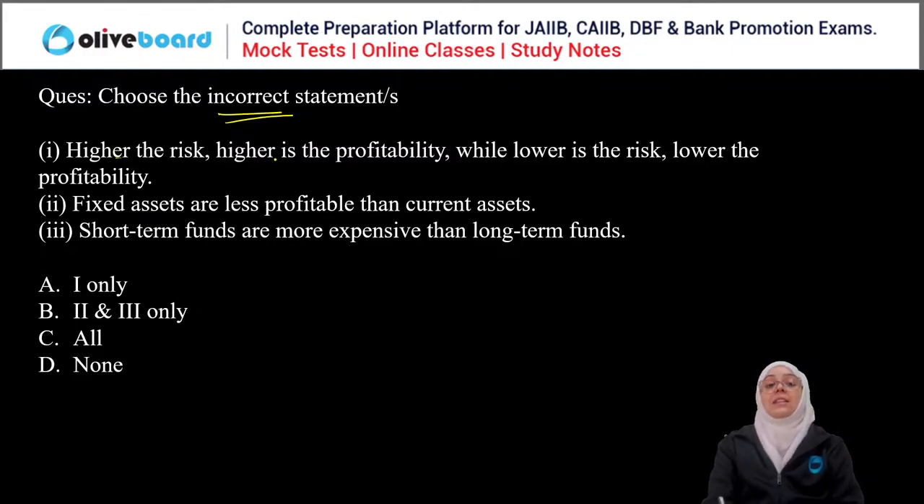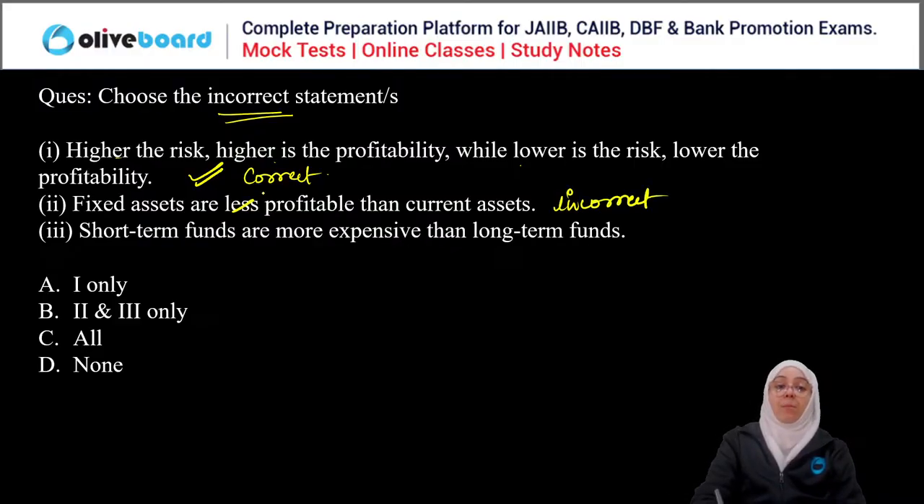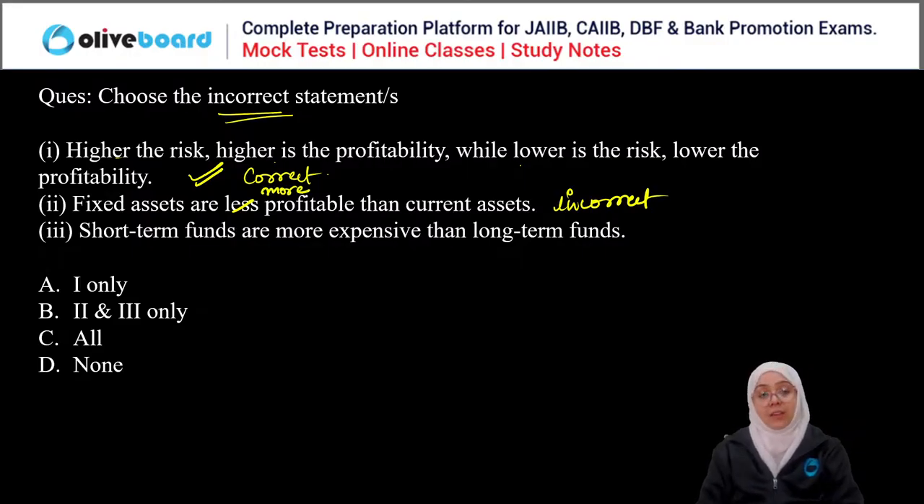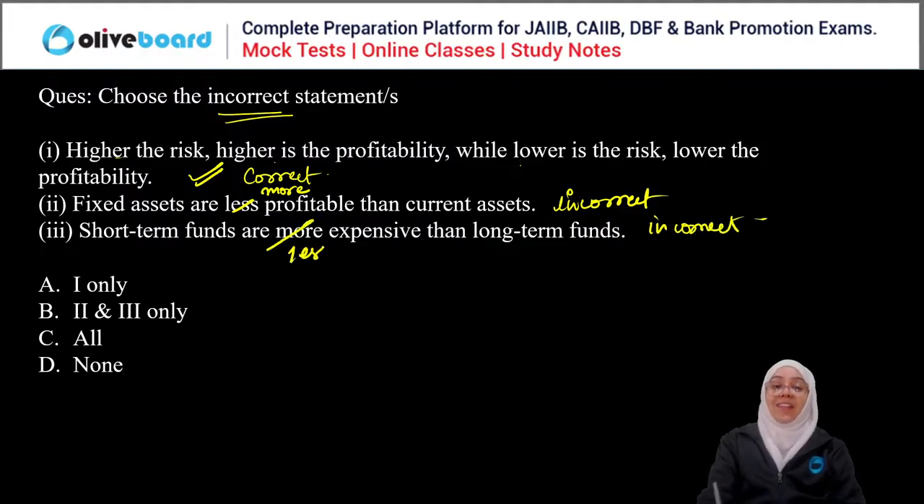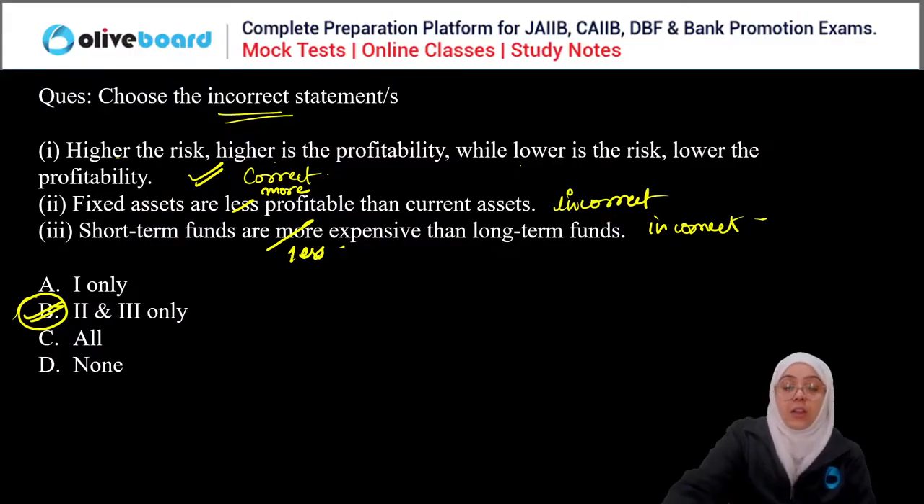Okay. Higher the risk, higher is the profitability. Lower the risk, lower is the profitability. Correct. Fixed assets are less profitable: incorrect. Fixed assets are actually more profitable than current assets. Short-term funds are more expensive than long-term funds: incorrect, because short-term funds are less expensive than long-term funds. So the second and third are the incorrect statements. We have to choose the incorrect statement, so B is the correct answer. Okay. Done? Clear? Now next question.